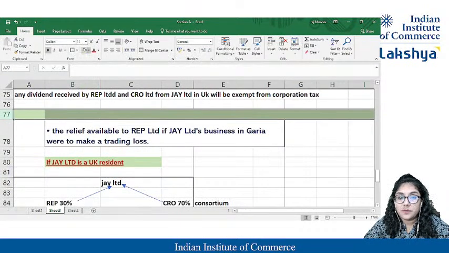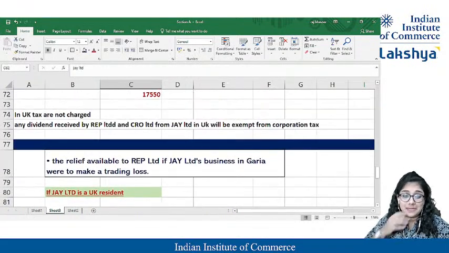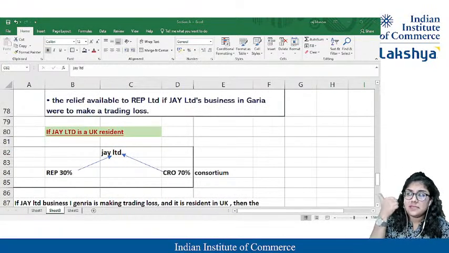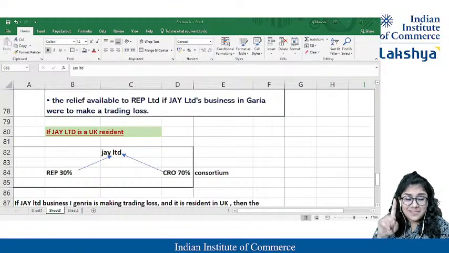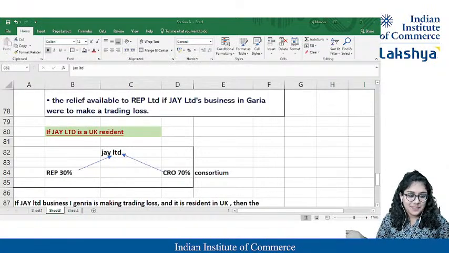I'll just make it a different color, maybe that could be more visible. Okay. Now what reliefs can I get? Simple. If Jai Limited is a UK resident, then it can claim the losses. But if it's a consortium, then 30% loss. But if there's no consortium and 75% is held by somebody else, then REP Limited doesn't have any right to settle any sort of losses.